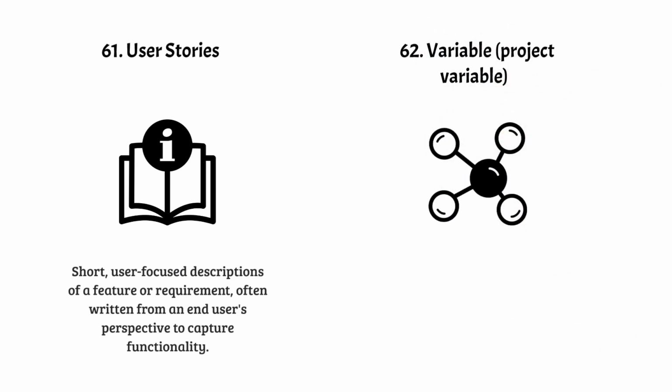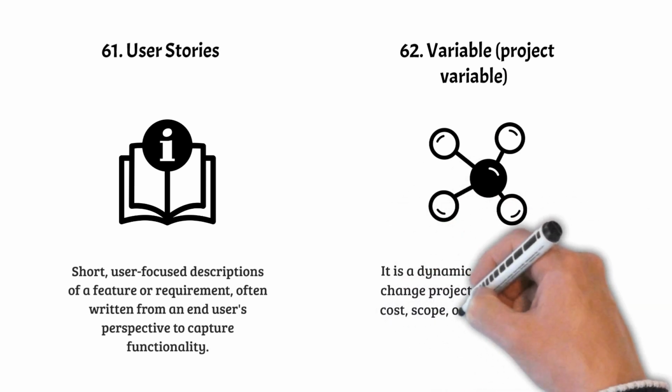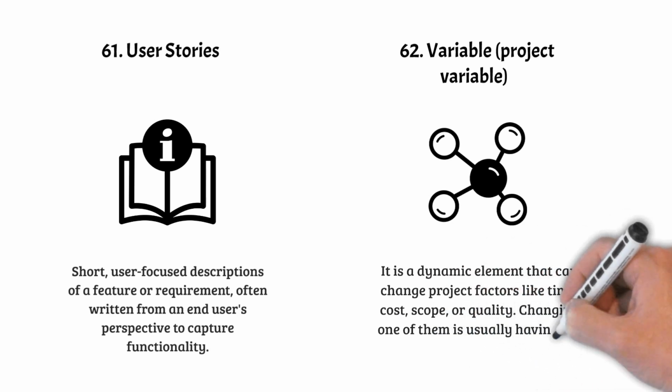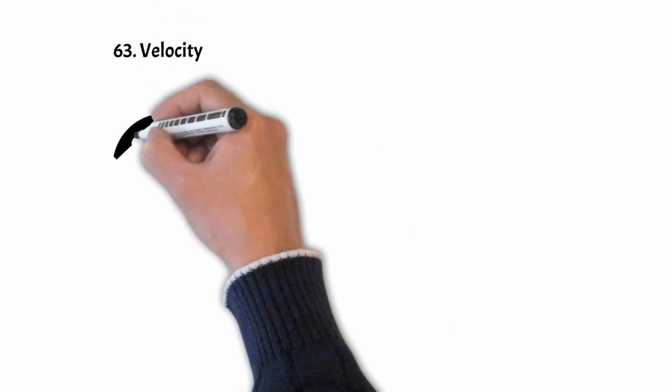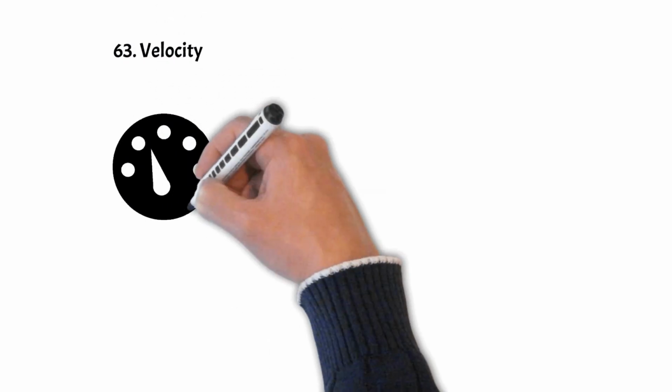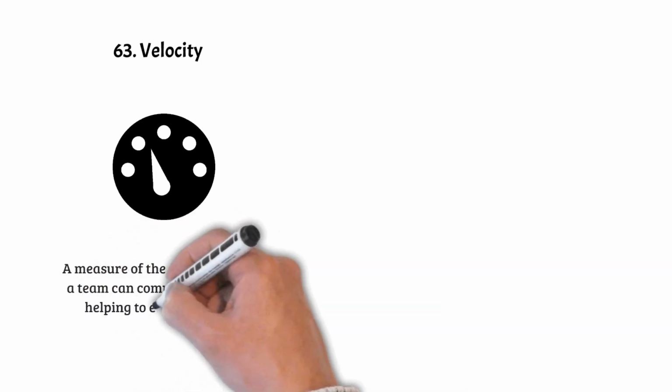62. Variable, project variable. It is a dynamic element that can change project factors like time, cost, scope, or quality. Changing one of them usually has an impact on the others. 63. Velocity, a measure of the amount of work a team can complete in a sprint, helping to estimate future workloads and plan releases.